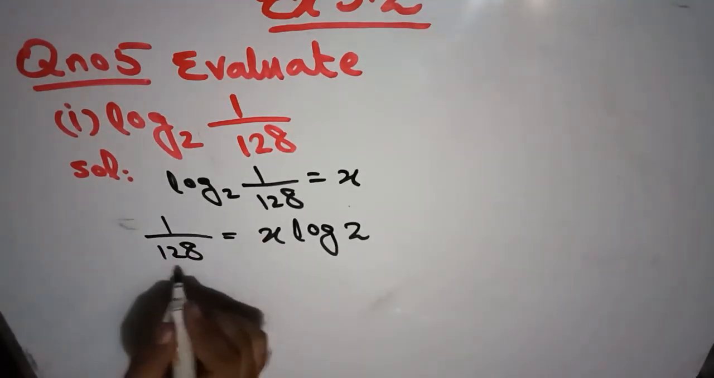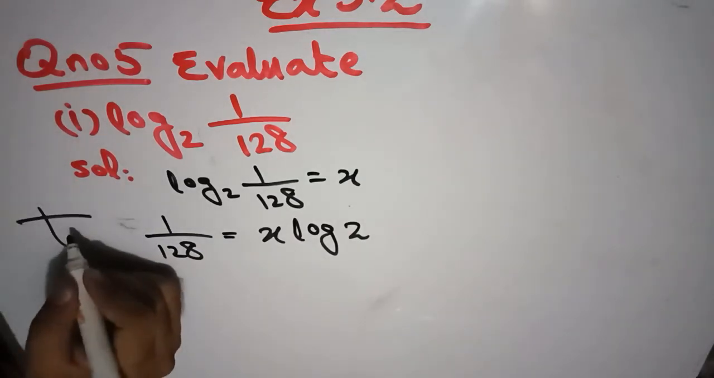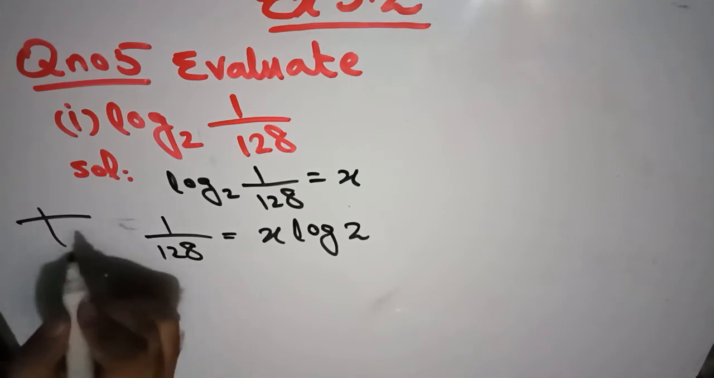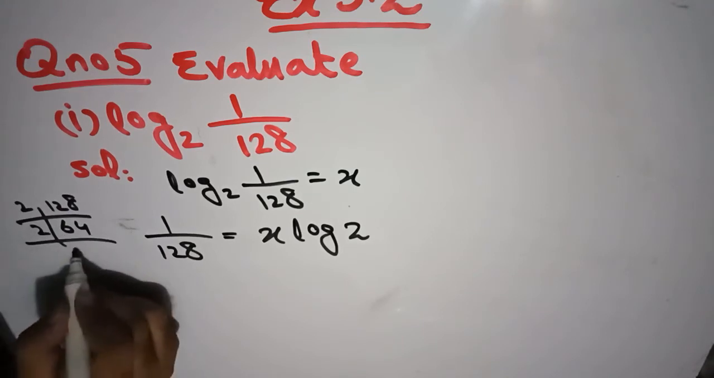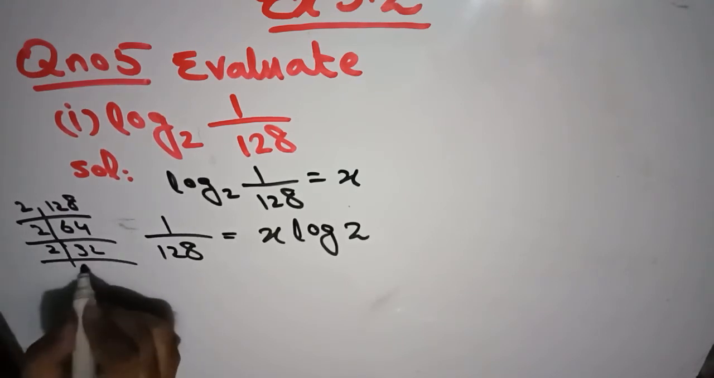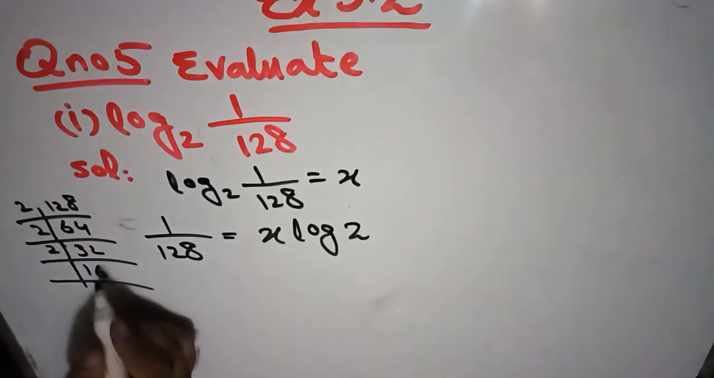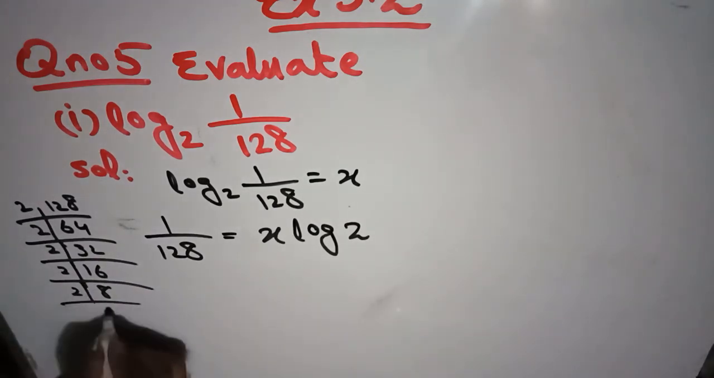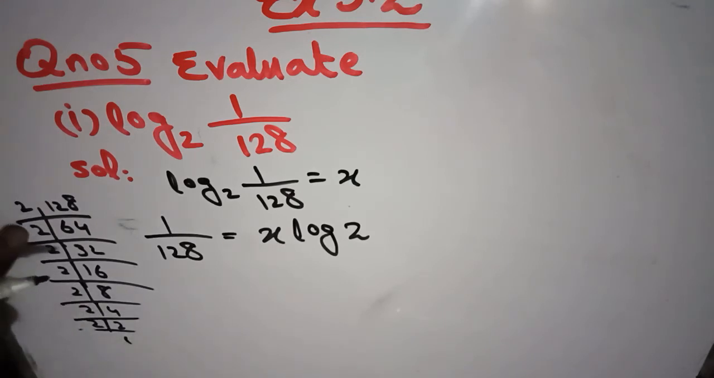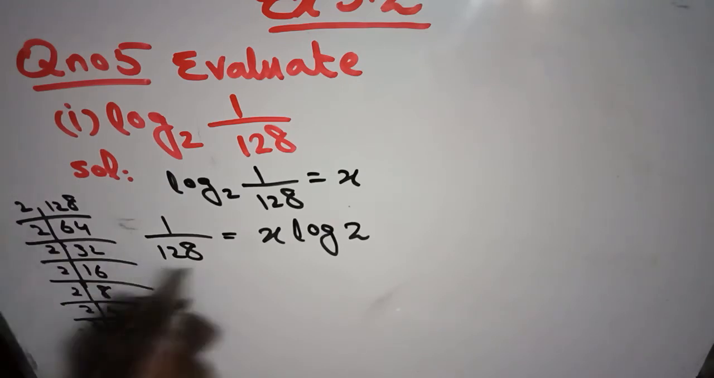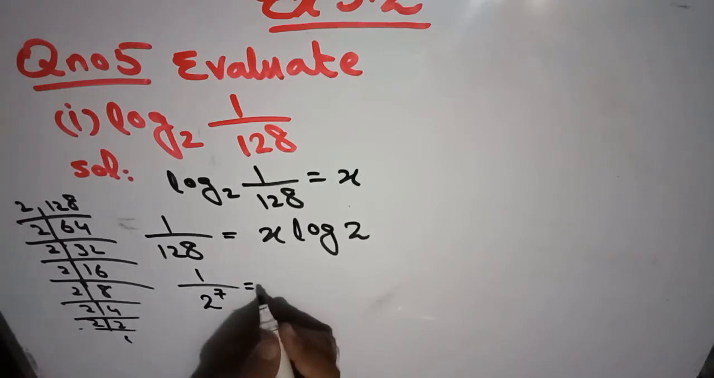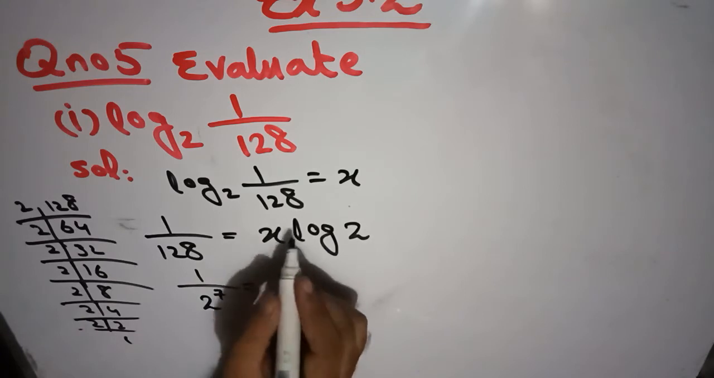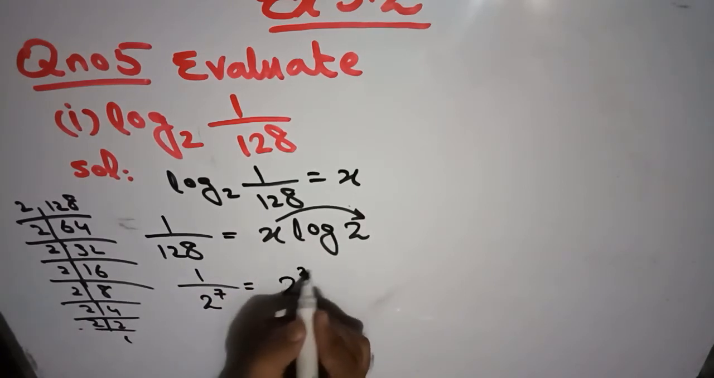So 1 over 128 can be found from the rough work. 128 can be written: 2 6s are 12, 2 4s are 2 32, 2 16 and 2 8, 2 4, 2 2, 2 1. So it is 2 1 2 3 4 5 6 7. 2's power 7. You can simply mention here 2's power 7 instead of 128. So, and it will go to the power of the 2. You can simply mention 2's power x.